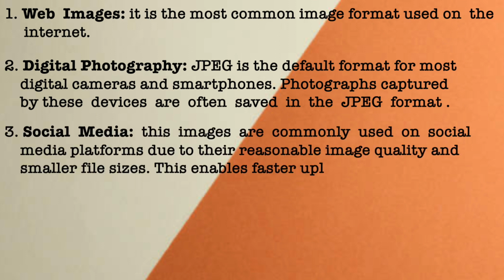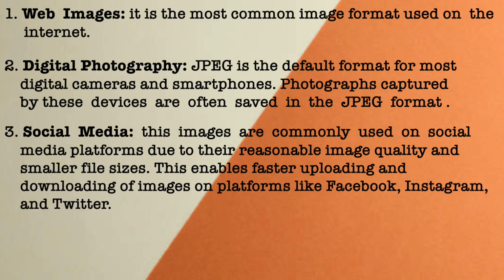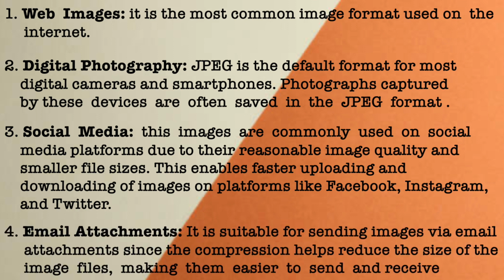The third is social media. These images are commonly used on social media platforms due to their reasonable image quality and smaller file size. This enables faster uploading and downloading of images on platforms like Facebook, Instagram and Twitter. Fourth application area is email attachments. It is suitable for sending images via email attachments, since the compression helps reduce the size of images, making them easier to send to the receivers.